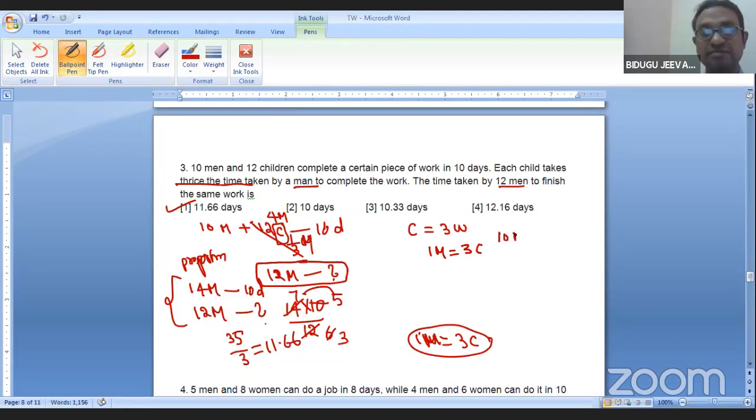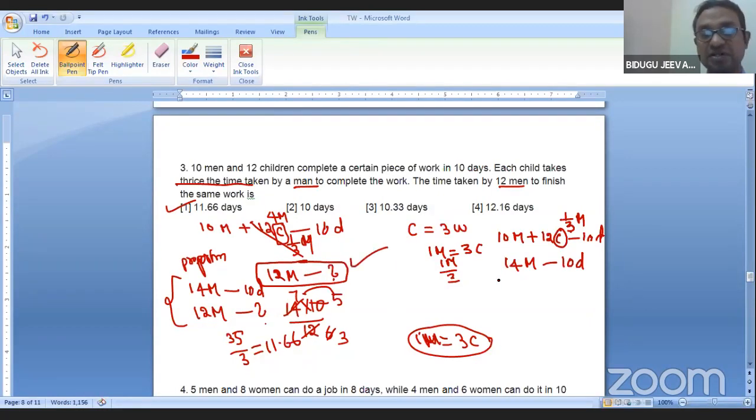So 10 man and 12 child, 10 days. I take child as 1 by 3 man. In this place, I'll take 1 by 3 man. It is nothing but 4. 4 plus 10, 14 man. 14 men can do 10 days.